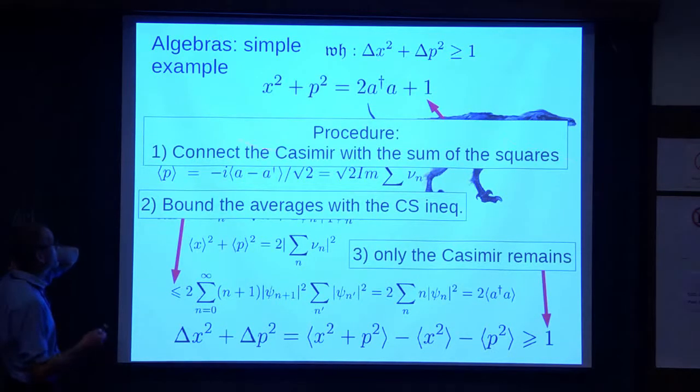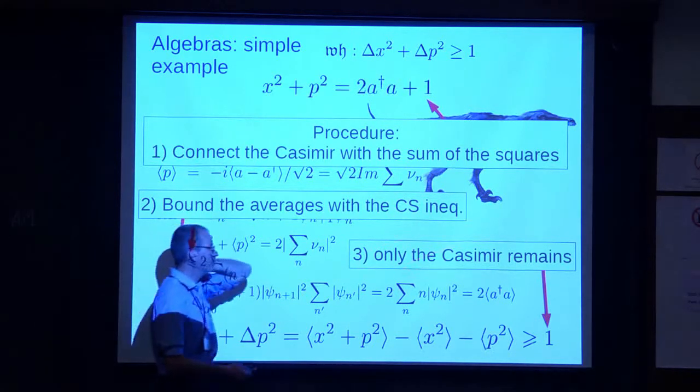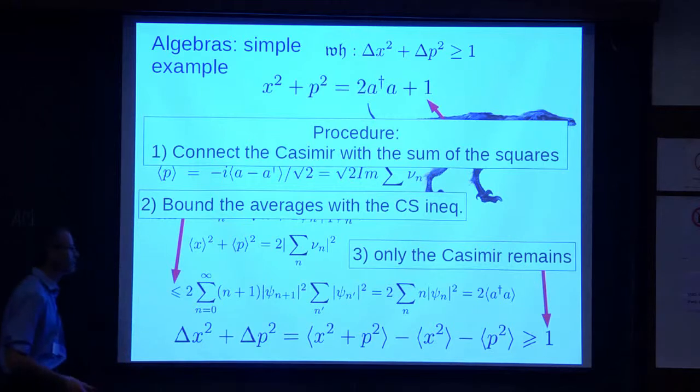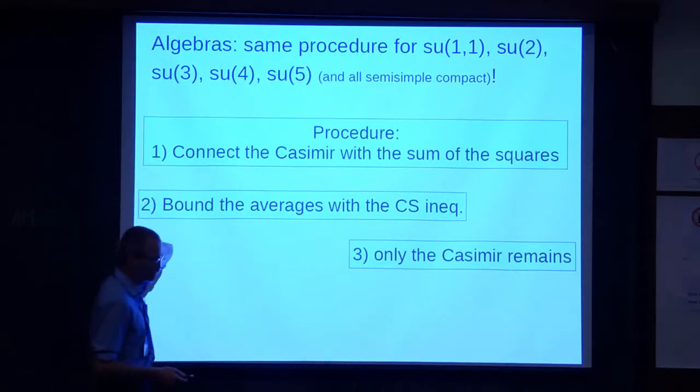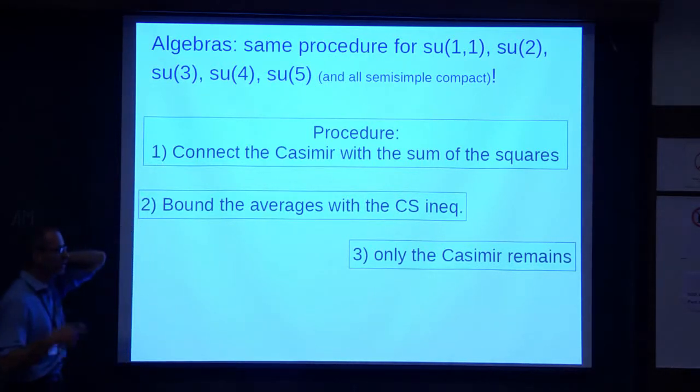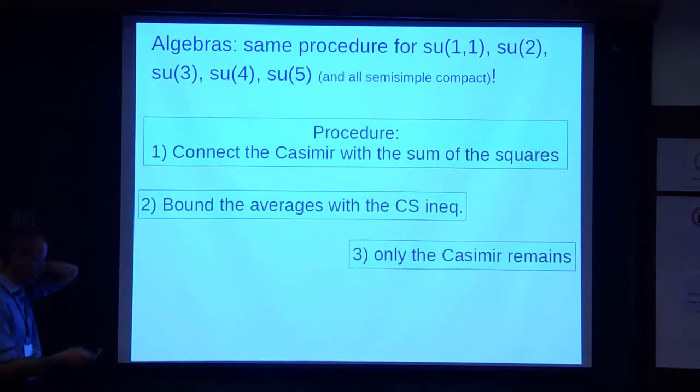So the procedure is: connect the Casimir with the sum of the squares, bound the averages with a Cauchy-Schwarz inequality, and then you're only left with the Casimir. Okay, this is the thing that really works for all the cases we have analyzed, and of course we think that it will work also for more general cases. We haven't gone through all of them yet.